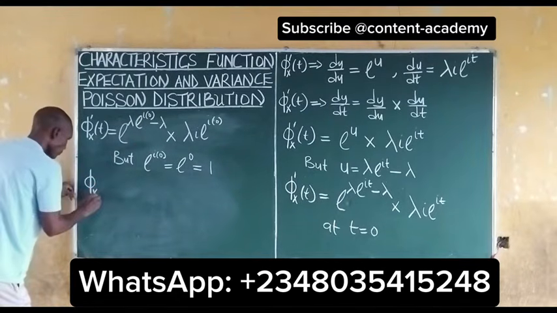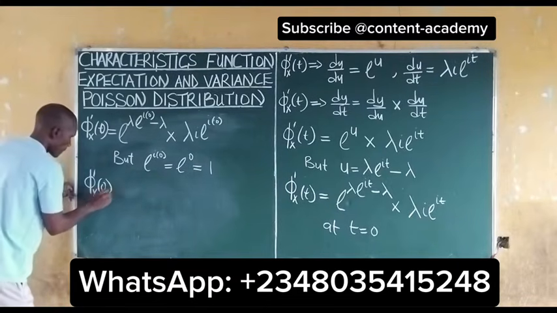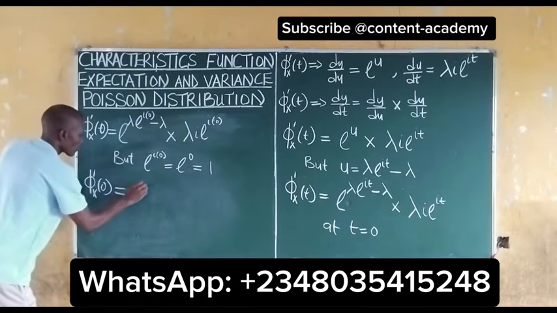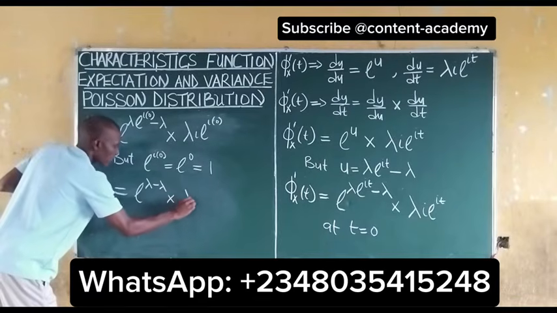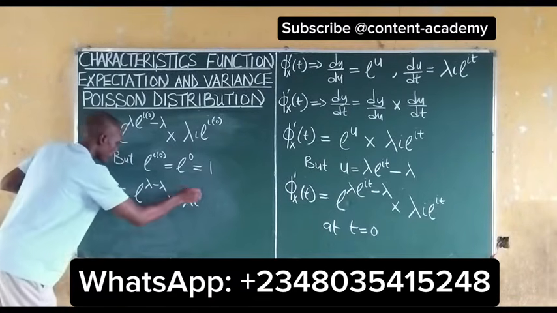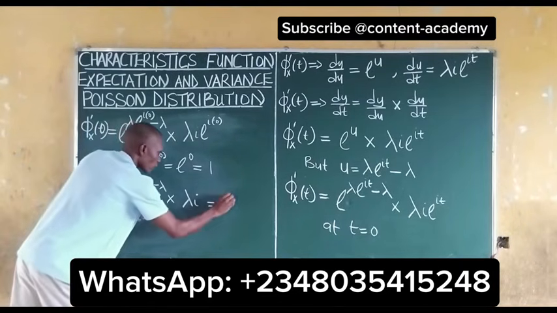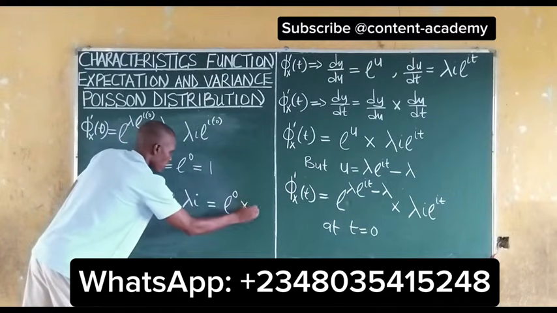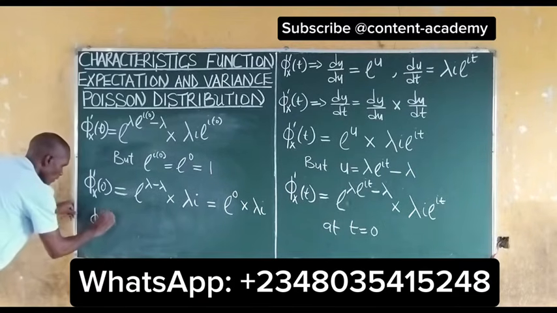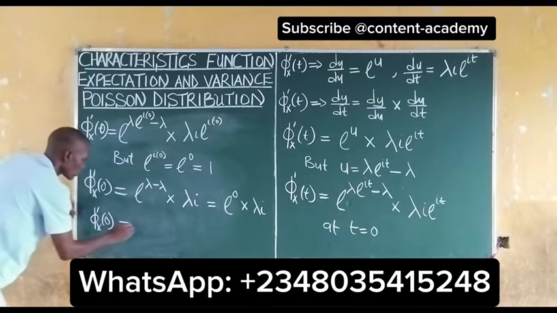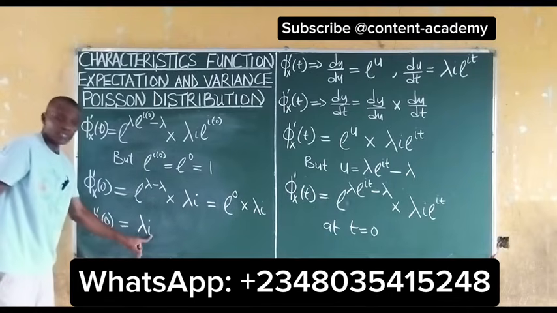So it means anywhere we see our exponential function, we turn it to 1. At t equal to 0, you have exponential of lambda, which has turned to 1, minus lambda, multiplied by lambda i. This is equal to exponential 0 multiplied by lambda i. So our derivative is equal to lambda i.